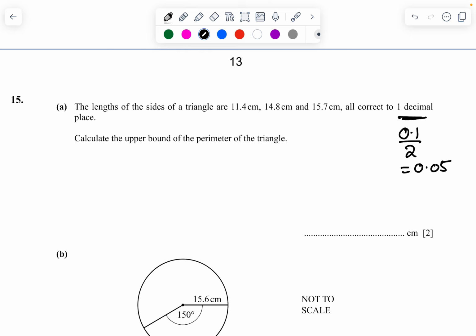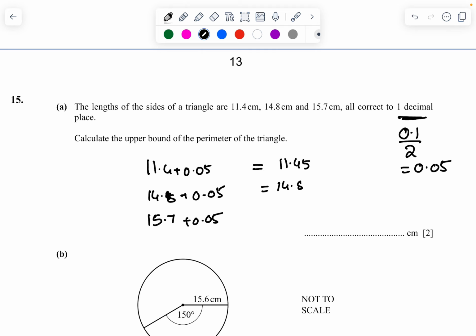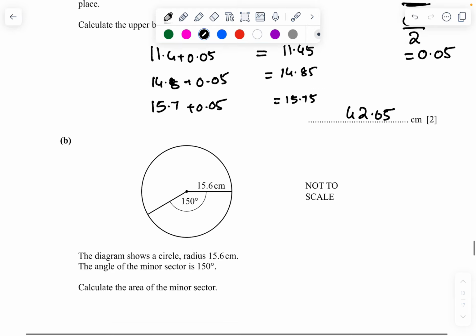After that, we have to find the upper bound and the lower bound. So how should I find them? I'm going to add 0.05 and subtract 0.05. So 11.4 plus 0.05, 14.8 plus 0.05, 15.7 plus 0.05. Then it's going to be 11.45, 14.85 and 15.75. Add them all, you should be getting 42.05. That's going to be the upper bound.